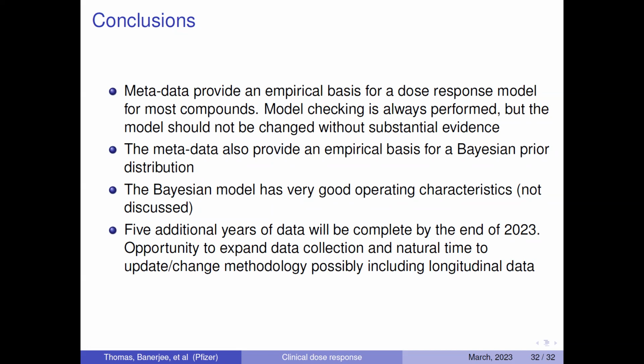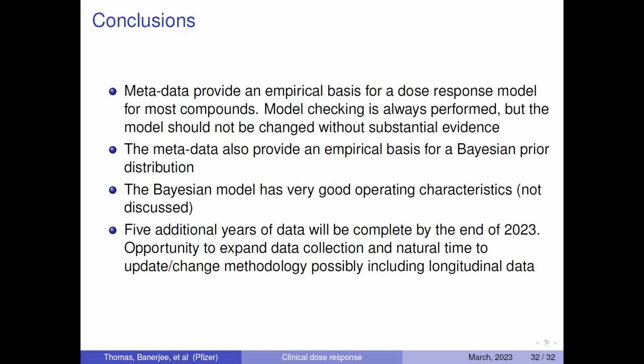And if it's not, that's a good indicator that what's going on here is not good. You're probably not going to be happy with this compound in the long run if that happens. The second thing, which we didn't appreciate when we started this, is that we were really just looking at that first bullet point originally. But what we came to appreciate is that the metadata could also supply an empirical basis for a Bayesian prior distribution. And given how difficult these models are to estimate, that's really important. Now, I didn't discuss it today, but the Bayesian model also has good operating characteristics.